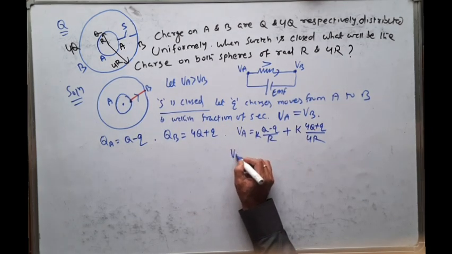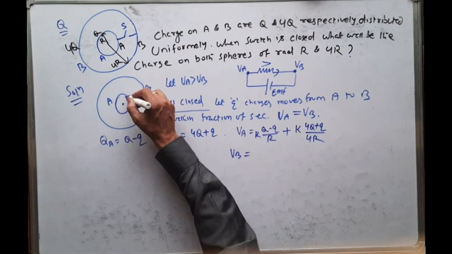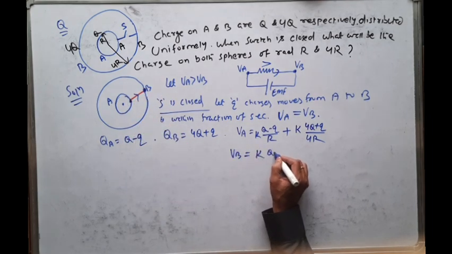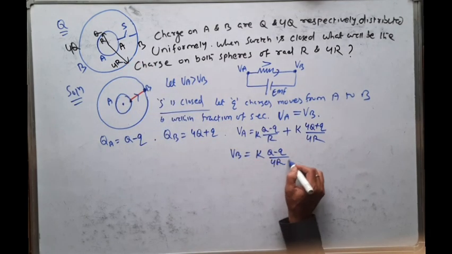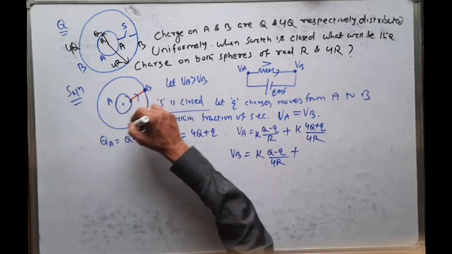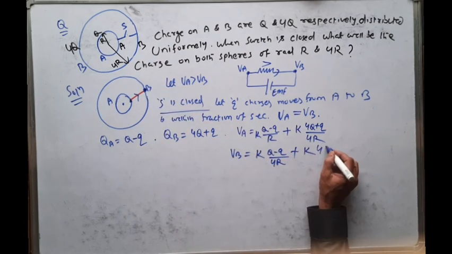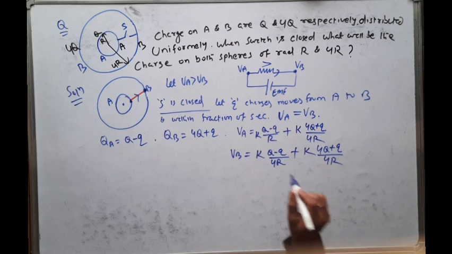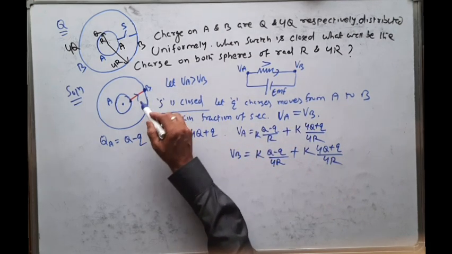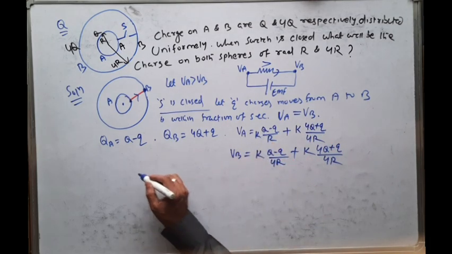Now what is the potential at B? B is an external point for the charged inner sphere. The charge on this sphere is Q minus q, divided by the distance from this point to the center, 4R. Plus, this point is the surface point of the B sphere, so the potential at this surface is K into (4Q plus q) divided by its radius 4R. As per the question, when the switch is closed, potential at A is equal to potential at B. So now comparing, VA is equal to VB.